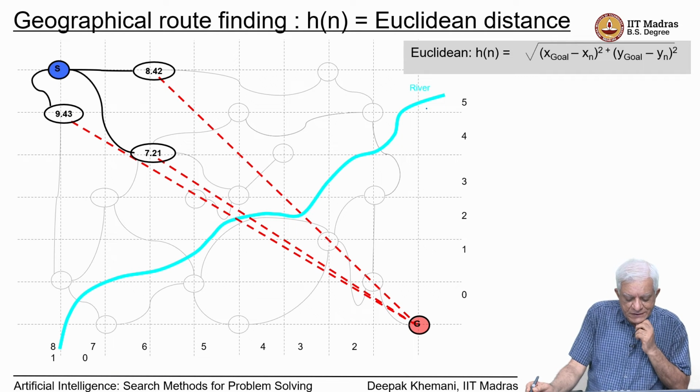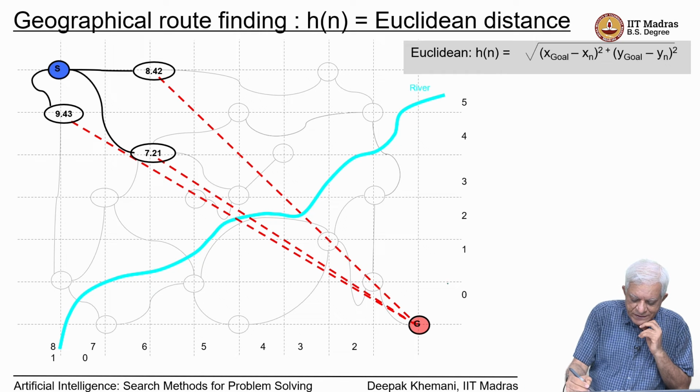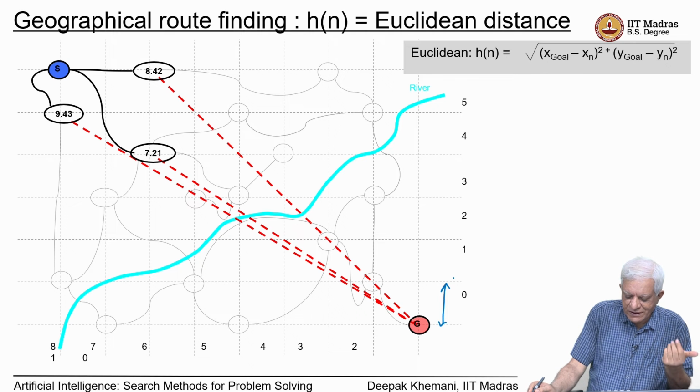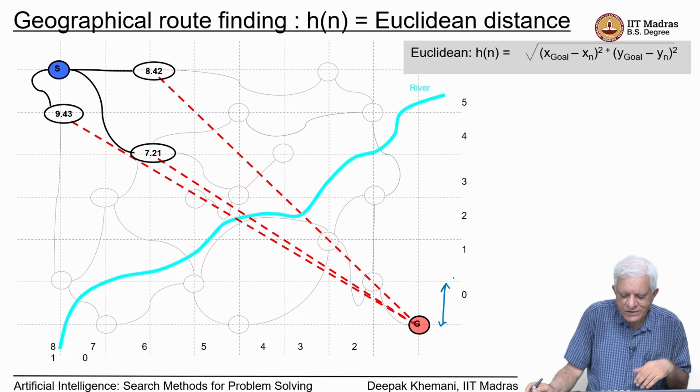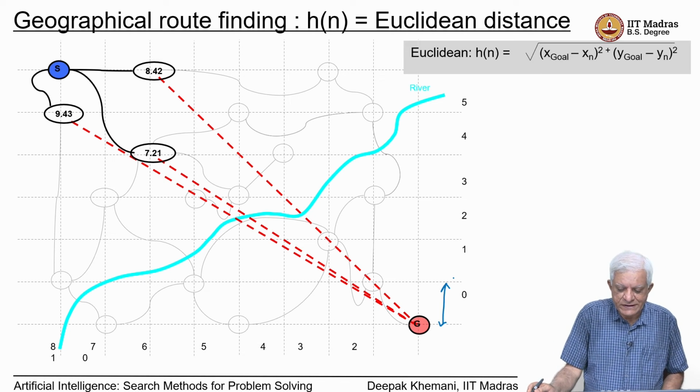So, here is another problem. This is geographical route finding. I have drawn this on a small grid where every vertical grid is, let us say, 1 kilometer or something like that, and the horizontal grid too, and the start state is on the top right and the goal state is on the bottom left. And if you can see the graph, then that is a road connectivity for this particular place. You can imagine that the bluish or cyan line is a river which is flowing through the city.